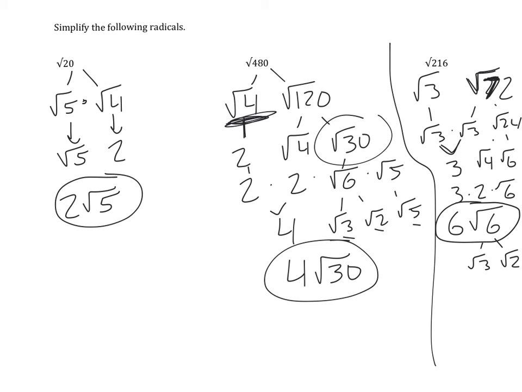When you're done, it doesn't hurt to check this over if you want. So 6 squared is 36, I can place it back in there and see that 36 times 6 is 216. 4 squared is 16, so 16 times 30, does that equal 480? It does. And for the 2, if I put it back under, I have to square it, so it would be square root of 5 times square root of 4, which is what I had up here. So if you want to try to check that.